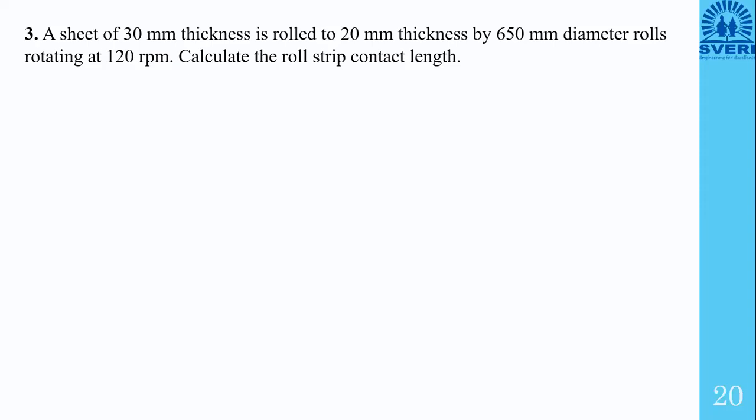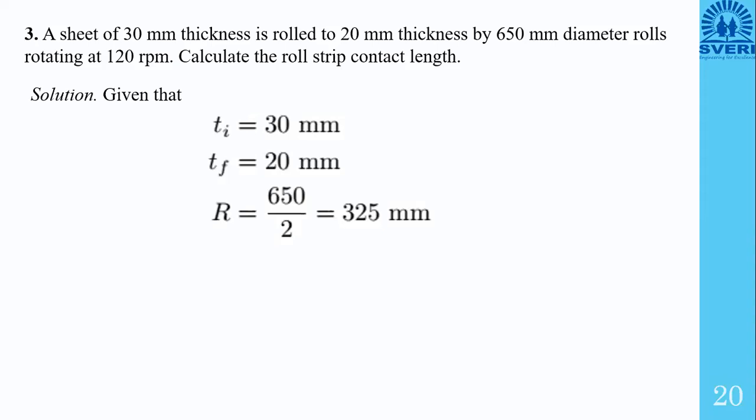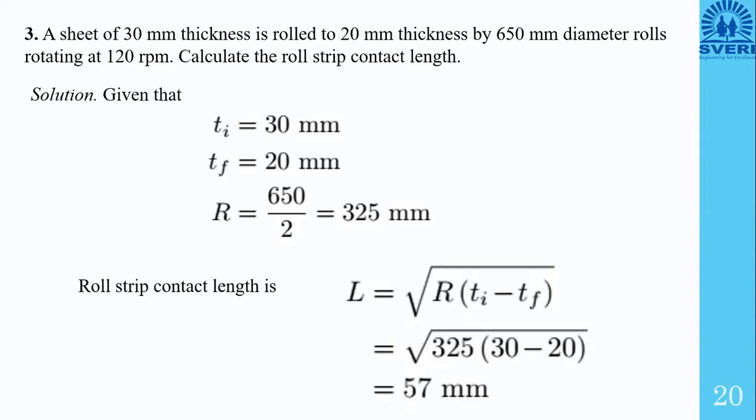Calculate the roll strip contact length. L we have to find. So this is the given data: Ti is equal to 30 mm, Tf is equal to 20 mm, R is equal to 650 divided by 2, which is equal to 325 mm. Roll strip contact length, L. What is the formula of L? Root of R into Ti minus Tf. If you put these values here, Ti, Tf and R, you will get the answer, 57 mm.